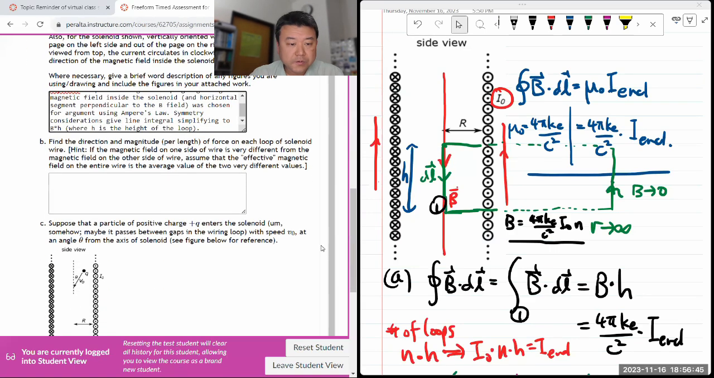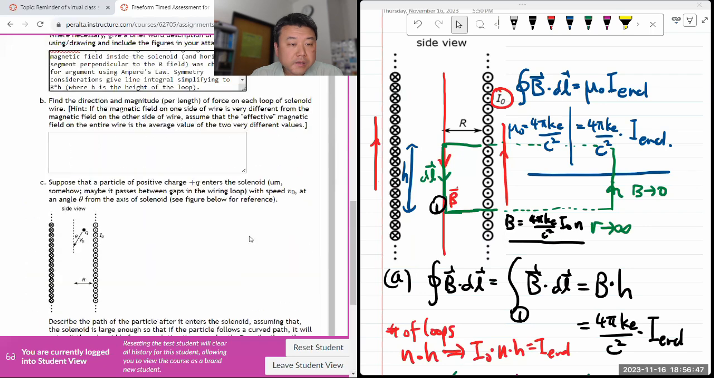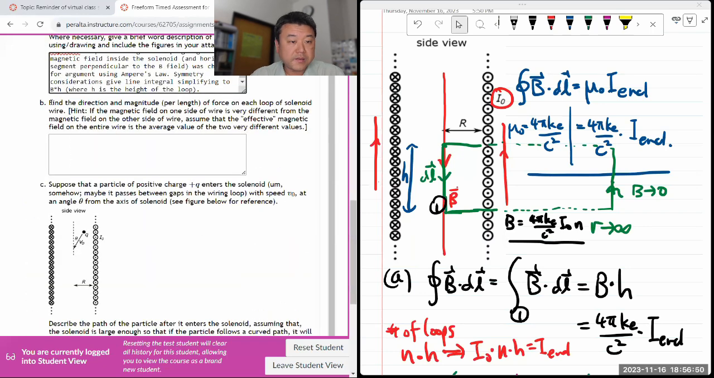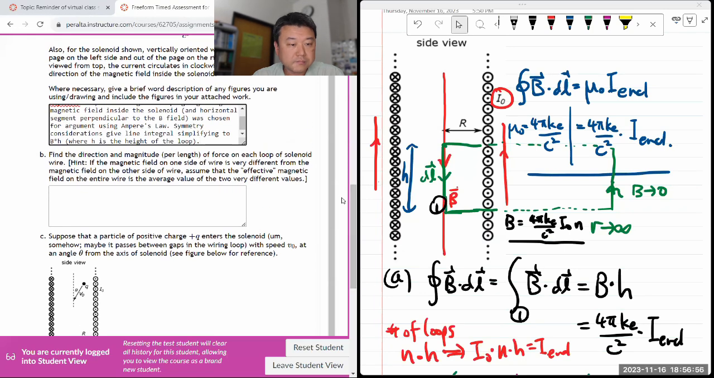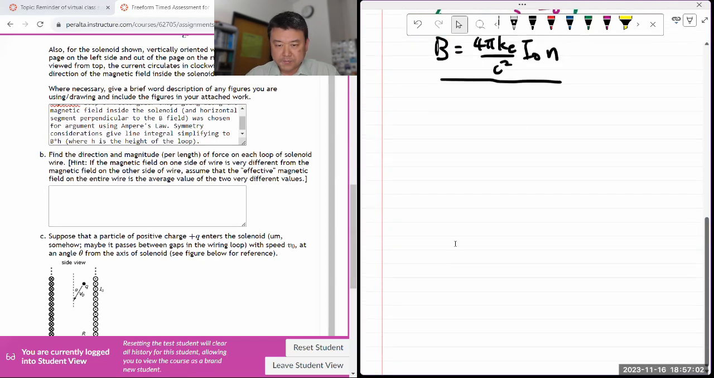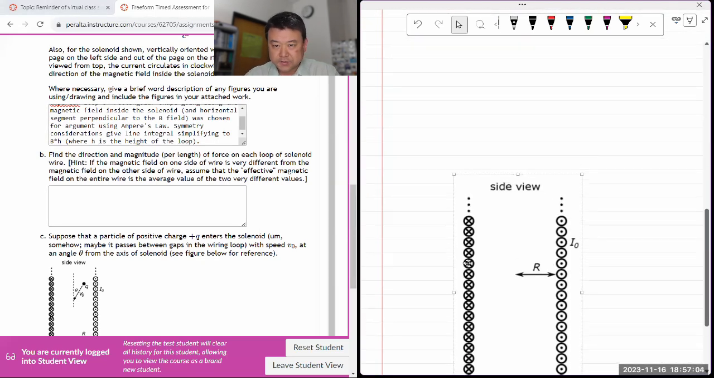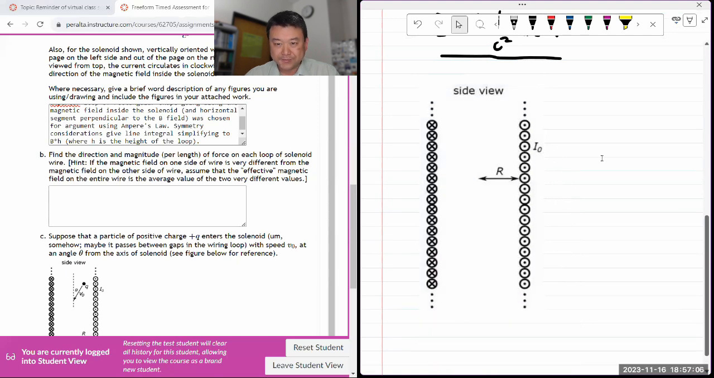Okay, I have 10 minutes. Let me go more quickly. Okay, find the direction and magnitude of force on each loop due to solenoid wire 1. Oh, I see. So let me copy and paste this. I'll be a little bit more sparse with the explanations. So I think I might be running out of time.